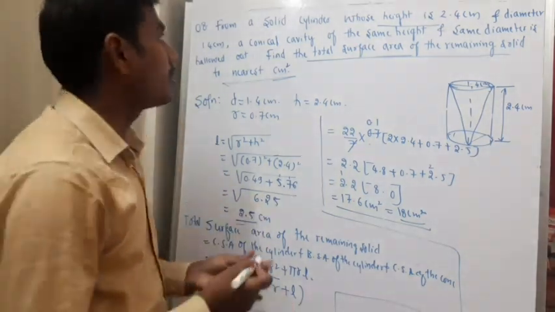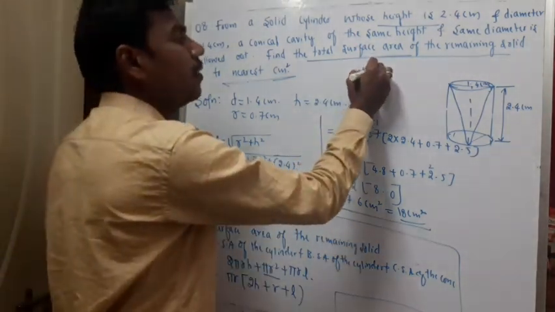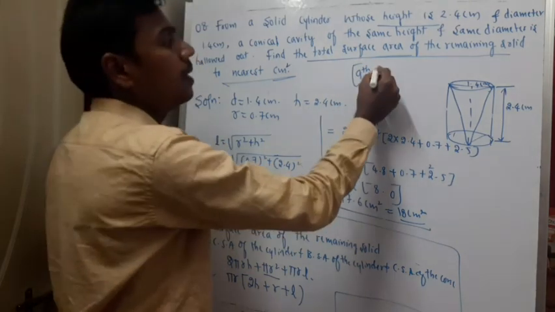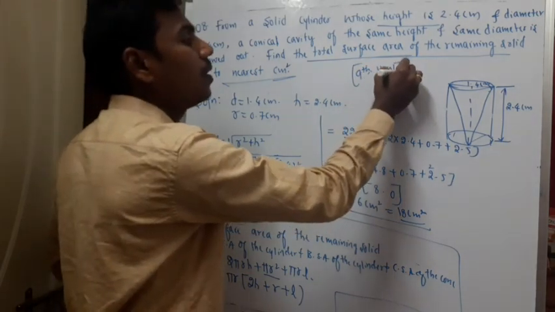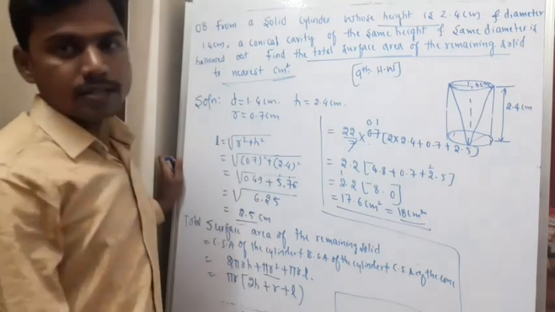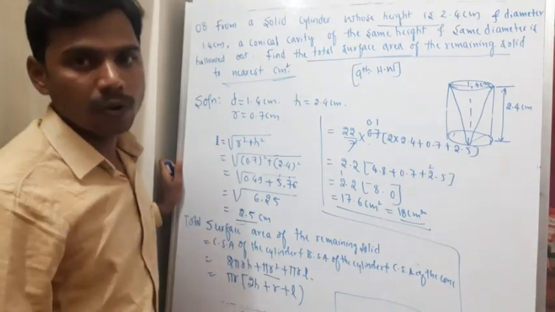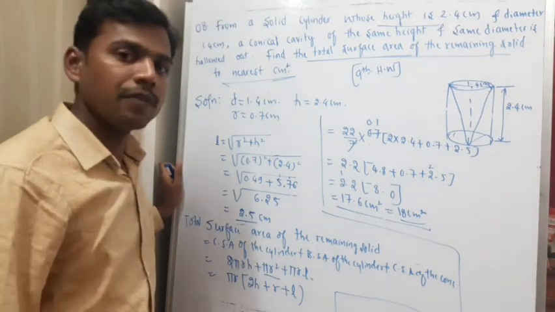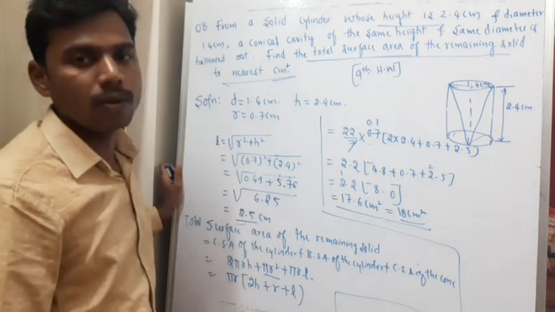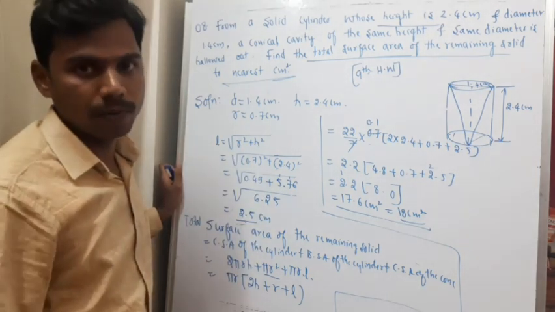So please note this down. The 9th question is very much similar to the 8th question. This will be homework. This concludes exercise 13.1. In the next class, we will go to exercise 13.2, which will be based on the volume of the cylinder, combination of the volume of the cylinder. Thank you.